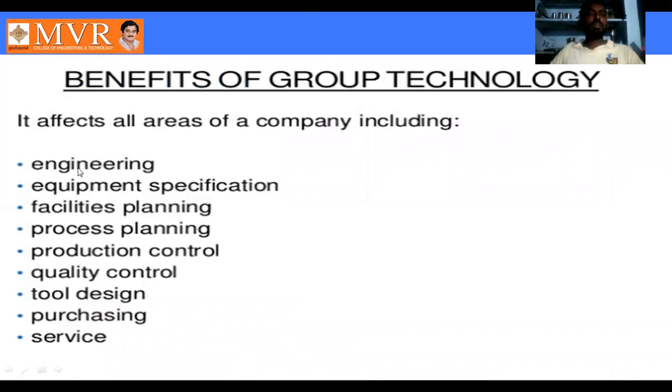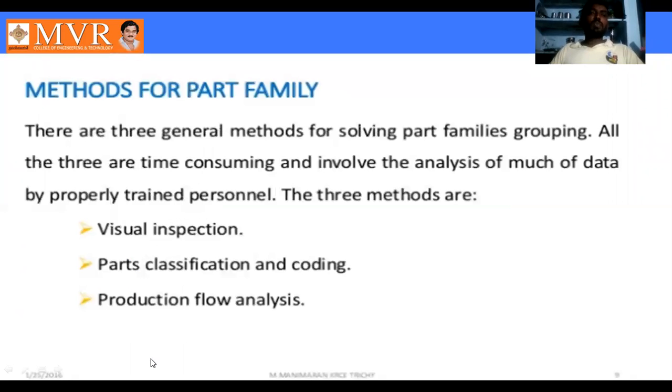The engineering field benefits: equipment specifications, facilities planning, process planning, production control, quality control, tool design, purchasing, and service. Next, methods for part families. There are three general methods for part families: visual inspection, part classification and coding, and production flow analysis.